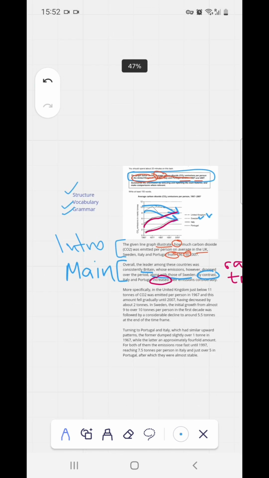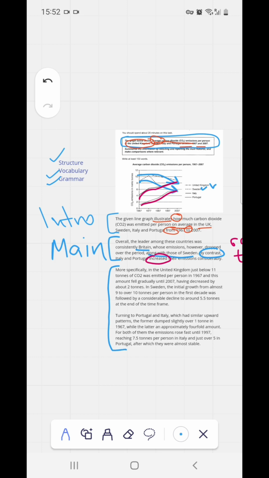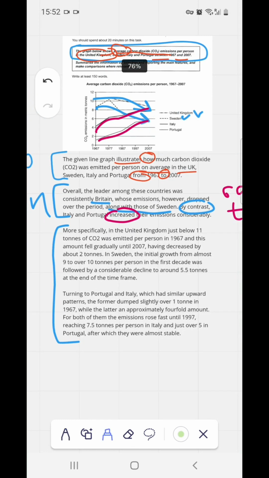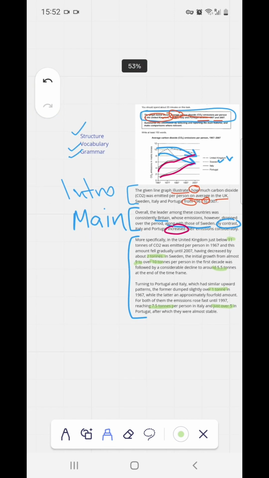Now in the next 2 paragraphs we have precise information, which means we include a lot of figures here. Let's look, we have figures here and here, 9/10, 5.5, 1 ton, 7.5, just over 5. So we have a lot of figures in the main body paragraphs where we give precise information. So let's call it precise.